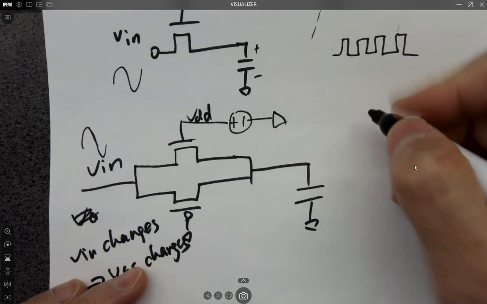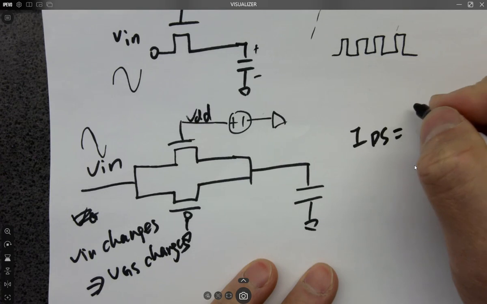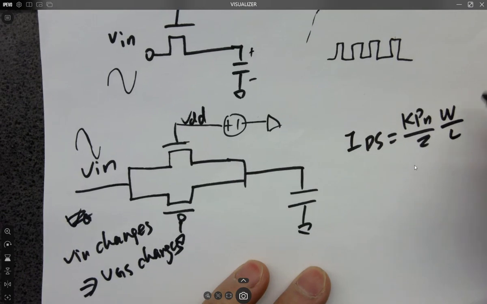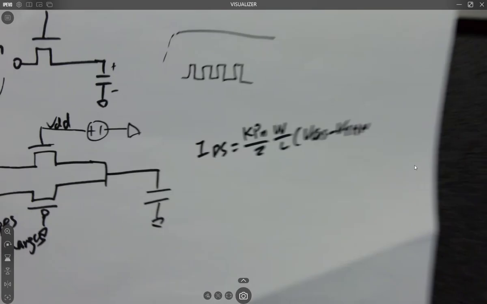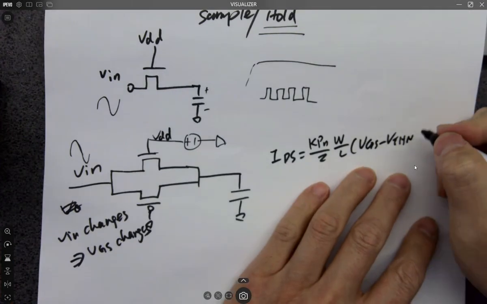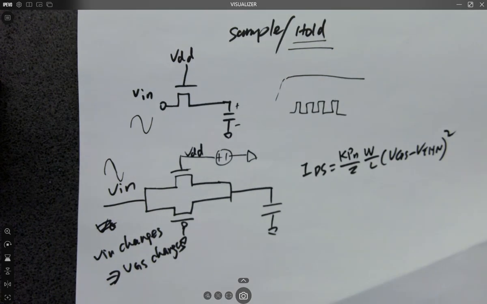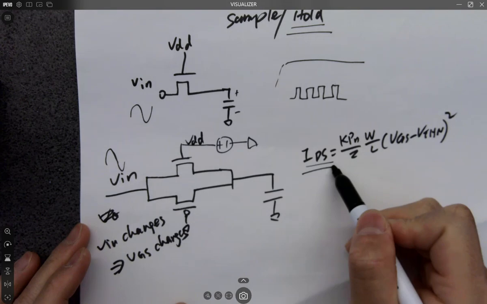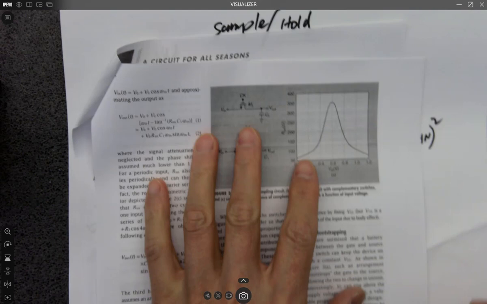Remember the square law equation? IDS equals KPN over 2 W over L, and VGS minus VTHN squared, right? It's a square law equation to determine the IDS, so the current running through the channel of the transistors, right? So if the current is changing, you can tell that if you run the simulation for the channel resistance, you are seeing this.